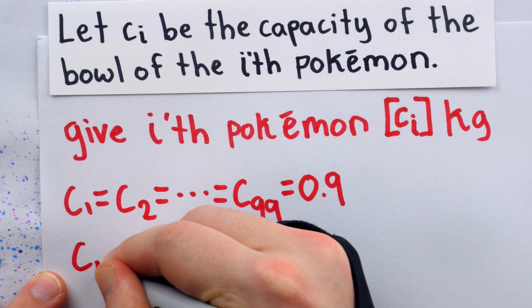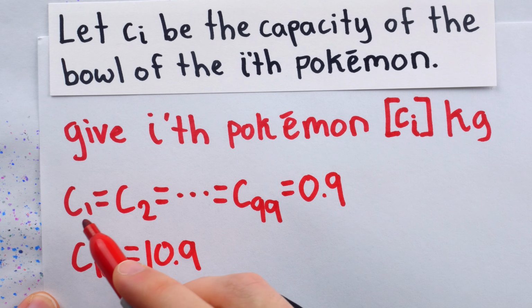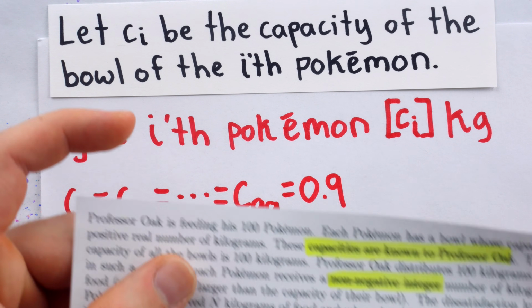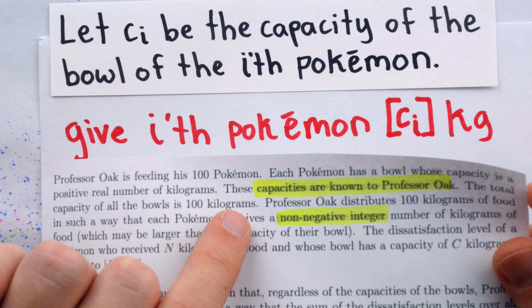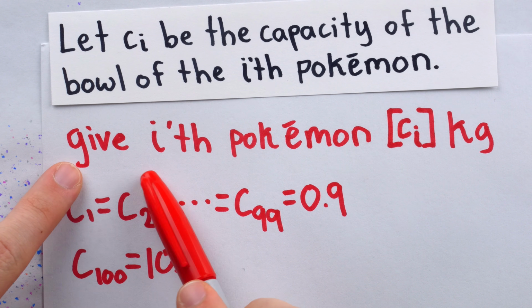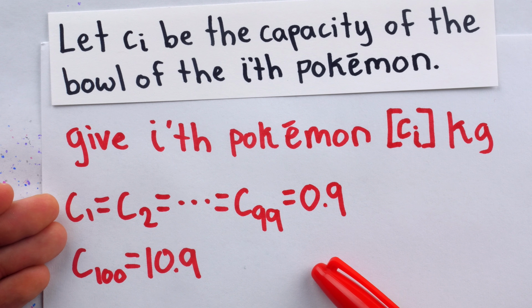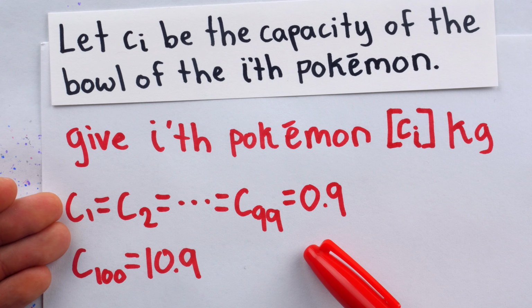But the capacity of the 100th bowl would have to be 10.9. That way, adding all of these together would give us a total capacity of 100. Remember, the problem tells us that the total capacity of all bowls is 100 kilograms. The issue here isn't so much that the 100th Pokemon is left pretty dissatisfied, but rather that this strategy isn't even possible in all cases. Like this one, for example. We don't have enough kilograms of food to implement the strategy in this situation.